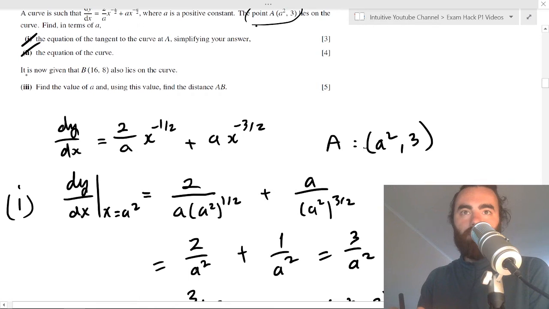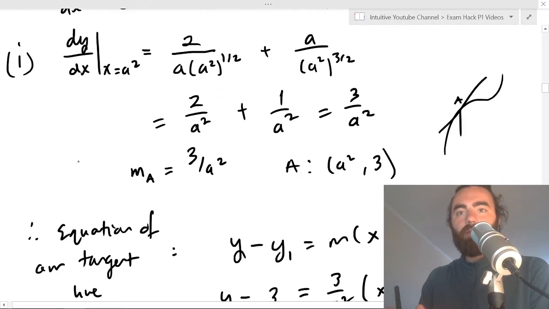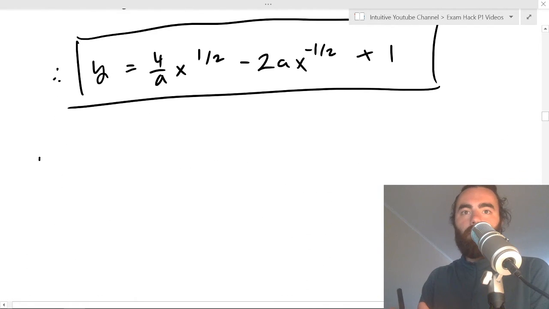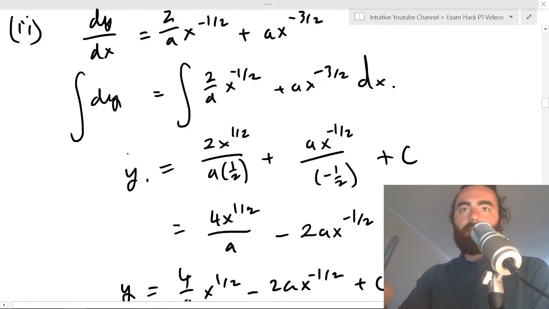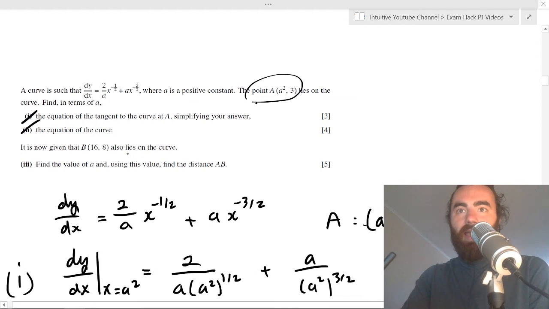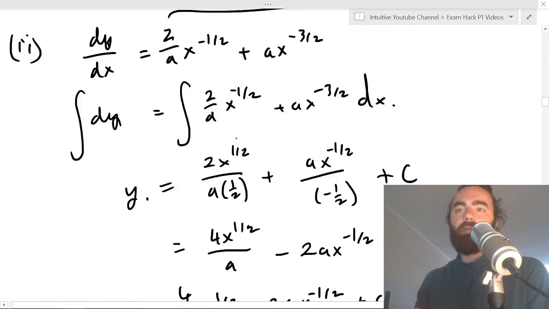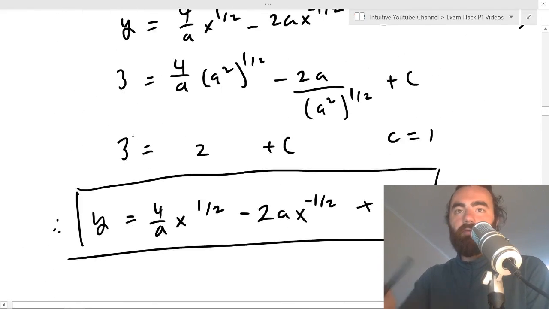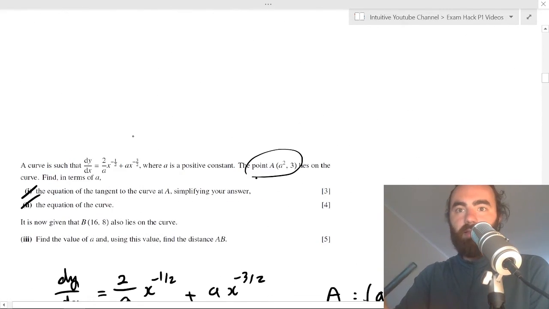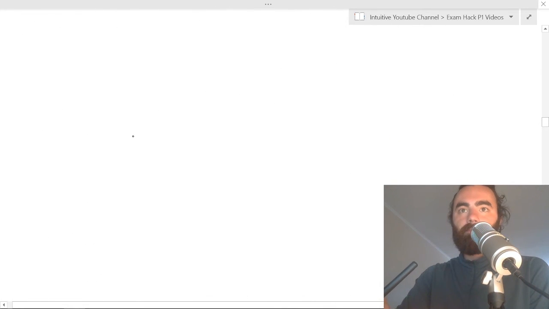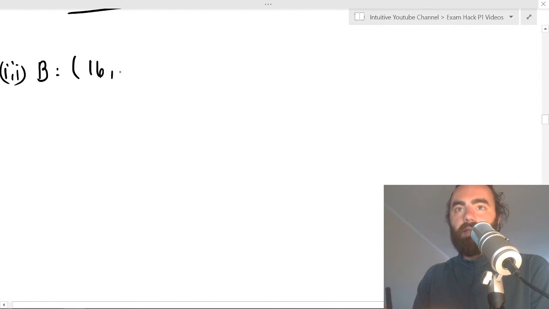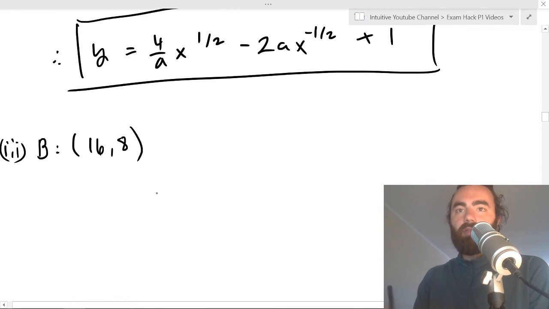Then it gives you another point, so you're given point B, which is at (16, 8), which also lies on the curve. This wants you to find the value of a and then find the distance AB. So this lies on the curve, so we can substitute this in and find the value of a.